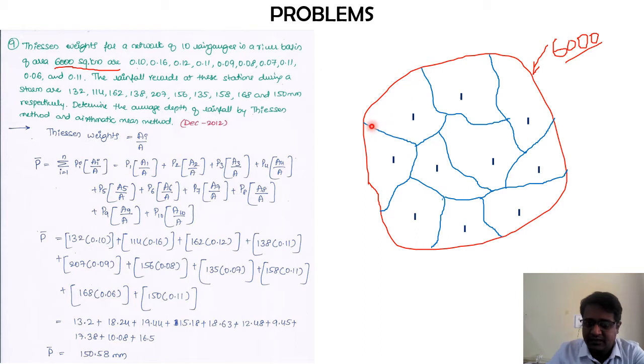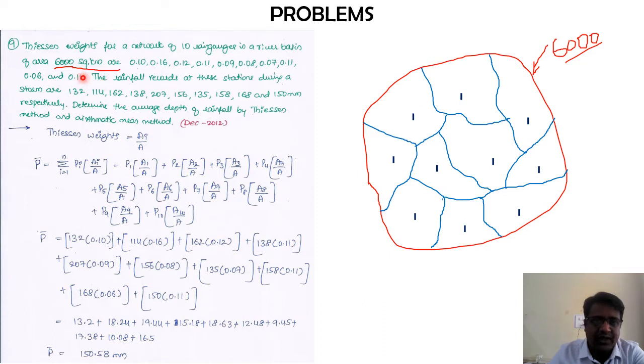Then you multiply the area of each section with the rainfall data collected. You will do this for all the 10 sections, and if you add up all those 10 sections, you will get the mean precipitation. With the help of the formula you will get the total volume of precipitation, or the mean precipitation over the entire area can be determined.